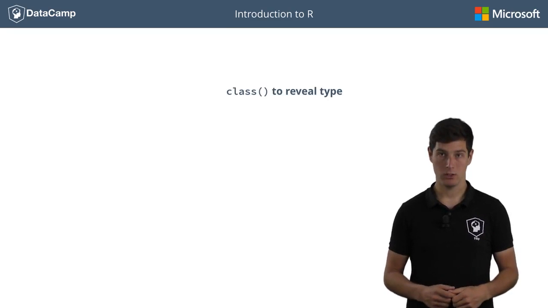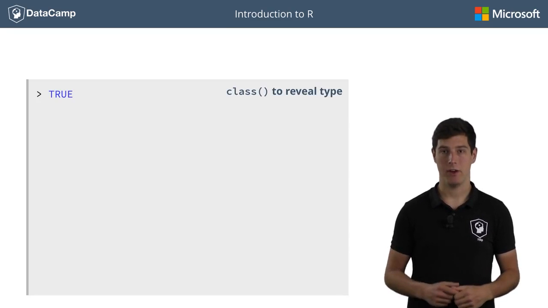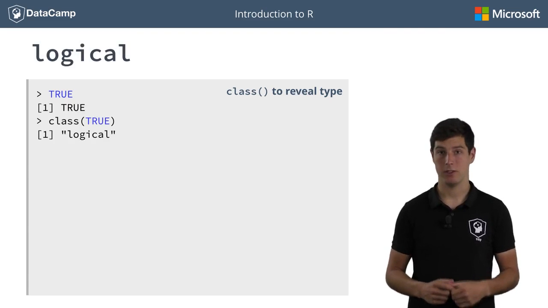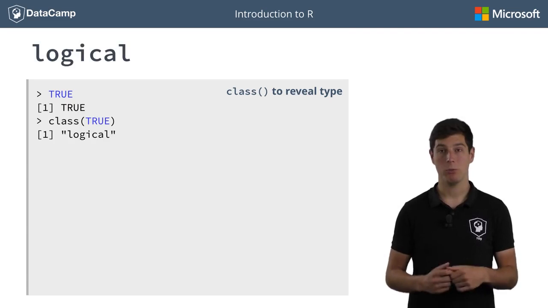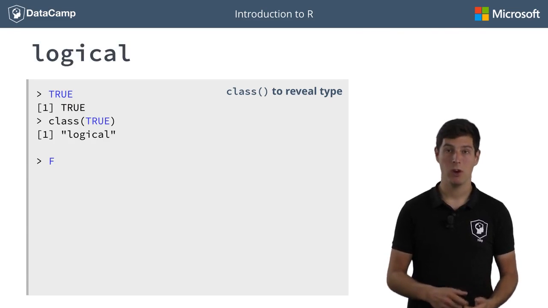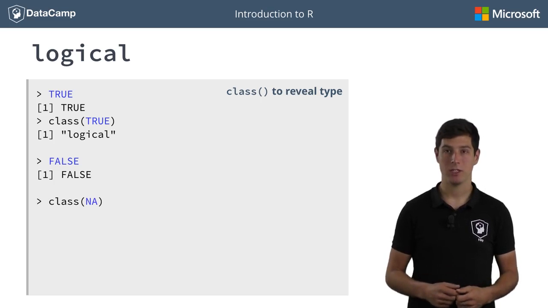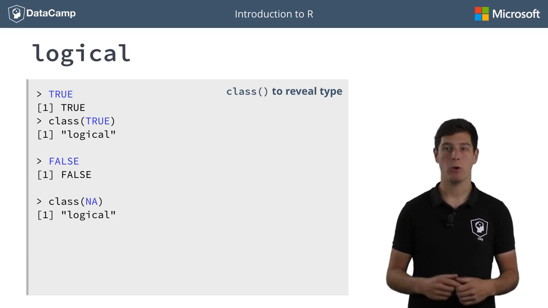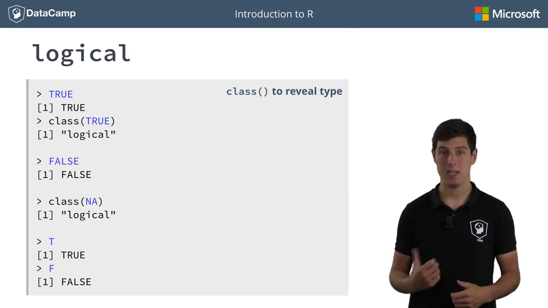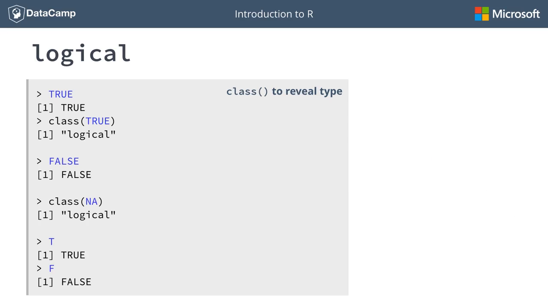Let's head over to the console and start with TRUE in capital letters. TRUE is a logical. That's also what class(TRUE) tells us. Logicals are so-called Boolean values and can be either TRUE or FALSE. Well, actually NA, to denote missing values, is also a logical, but I won't go into detail on that here. TRUE and FALSE can be abbreviated to T and F respectively, as you can see here. However, I want to strongly encourage you to use the full versions, TRUE and FALSE.